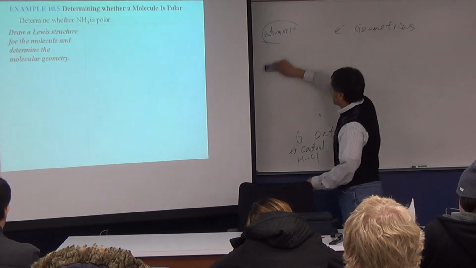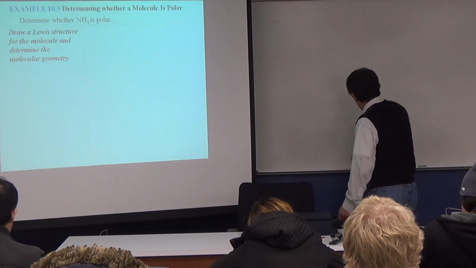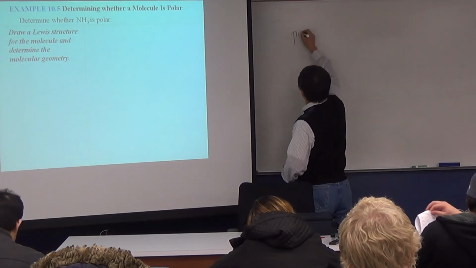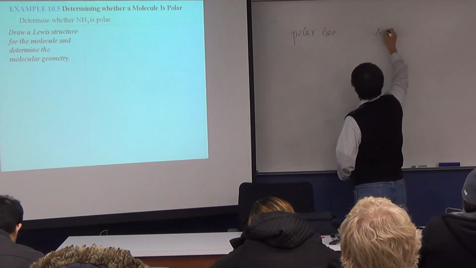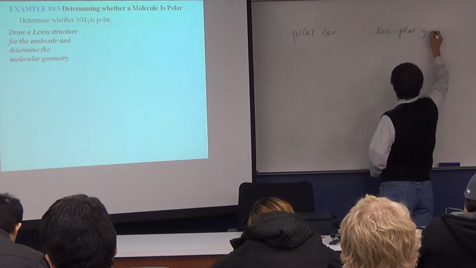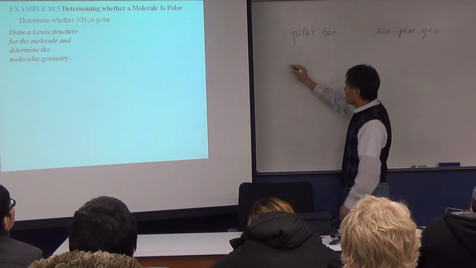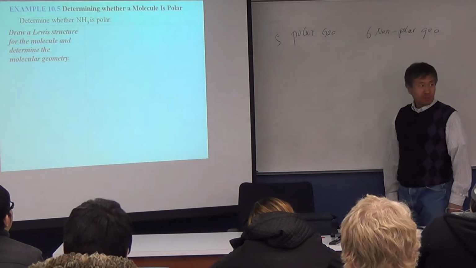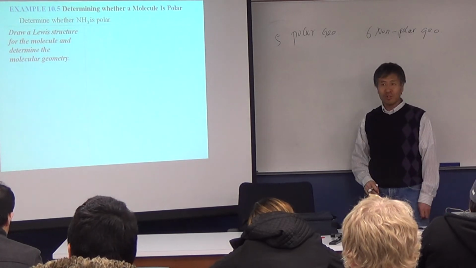I first emphasize there are two groups of geometry: polar geometry and non-polar geometry. What are the five polar geometries? Five and six. Now these five and six are different from the five and six of the other geometries, so they are different.